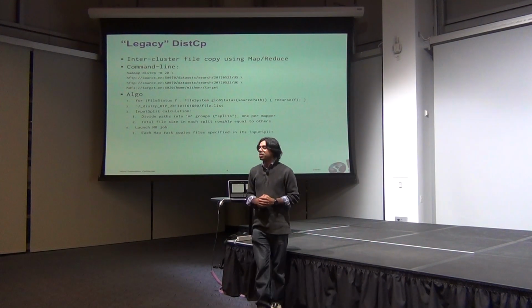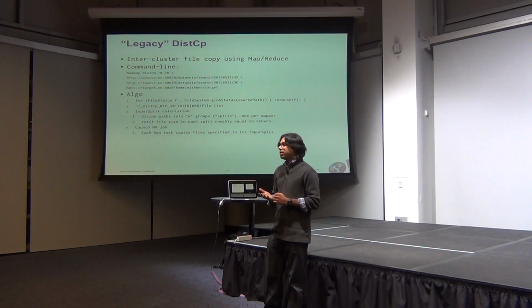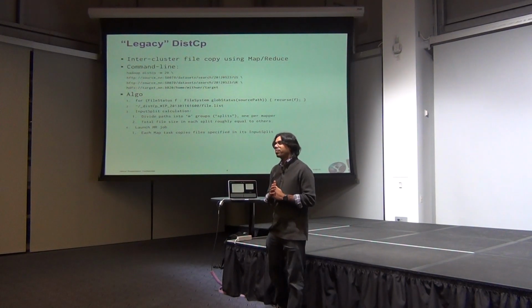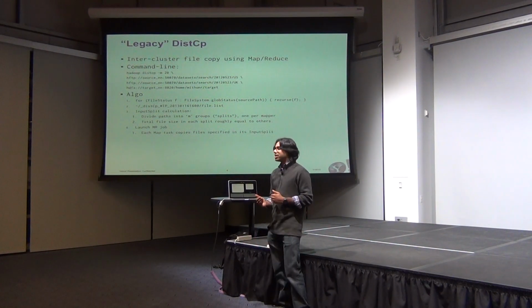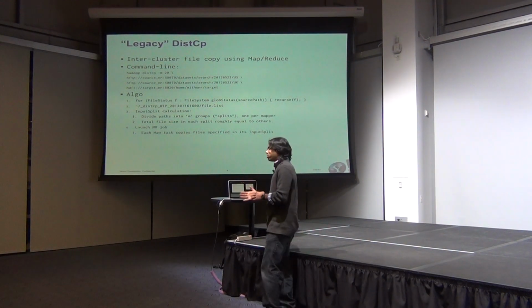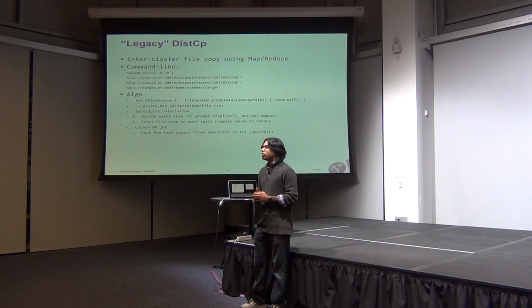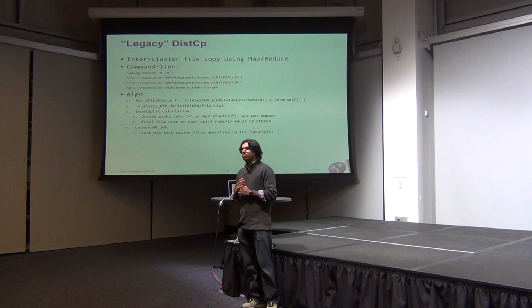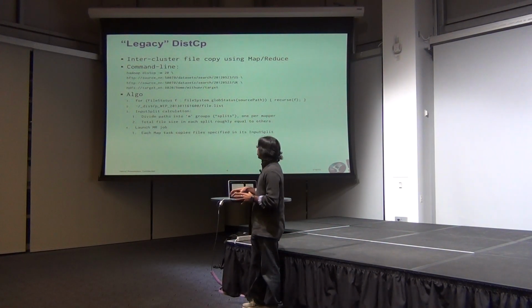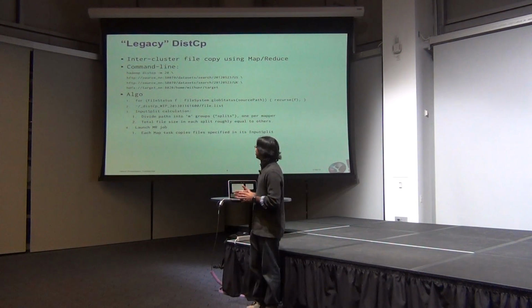The algorithm is actually quite straightforward. It's exactly how you would write it. Step 1 would be to recurse through the input paths that we have. You make a list of all the files that you want to copy, along with the file size. You put that in the temp file. You split the temp file into 20 groups in this case, one for each map. Then you launch a MapReduce job, and each mapper does the copy of those files that are assigned to it. And that's pretty much the end.